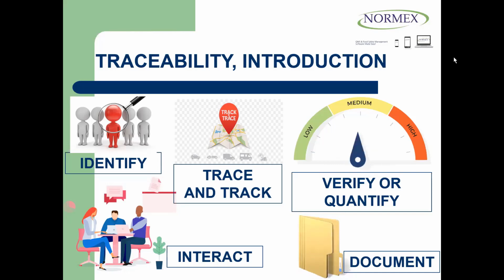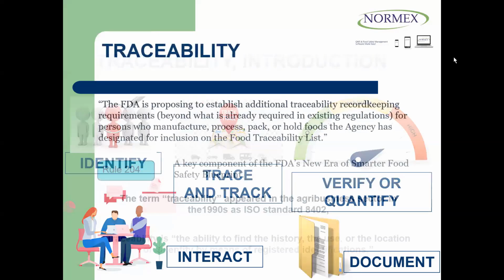You should be able to verify or quantify traceability on maybe a low, medium, or high parameter. I will discuss later what I exactly mean by that. Then interaction: you need to identify which supply chain participants are interacting within your supply chain and how much information they're ready to share, and then do some effective documentation.